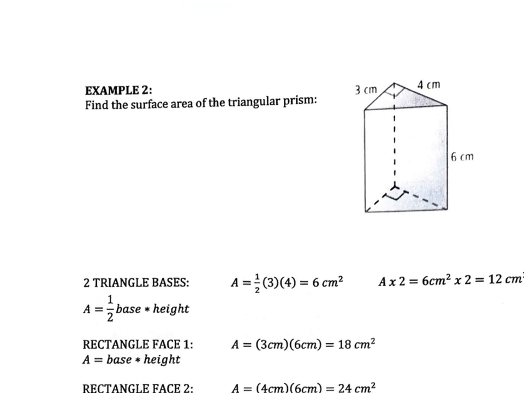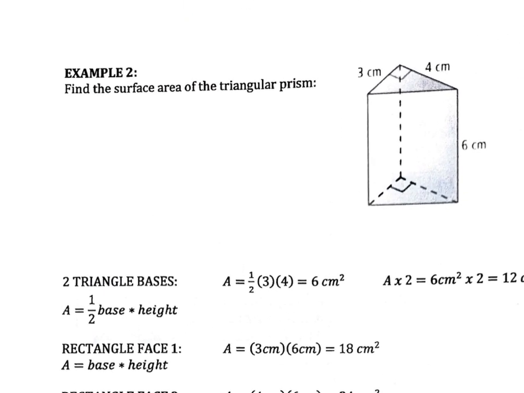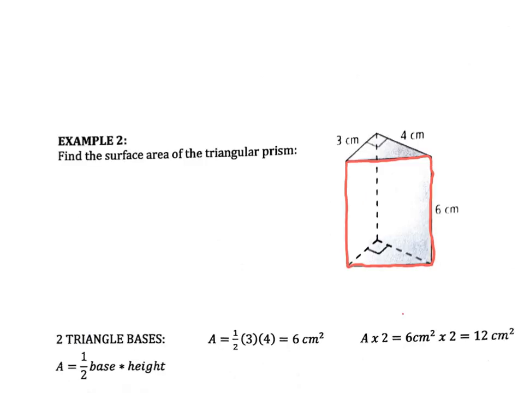Example 2. Finding the surface area is the same thing, but now we have some triangles involved. It's a triangular prism, meaning our top and bottom faces are triangles. For the sides, again, I like to start with the sides, but you can do whatever order you want. We still have rectangles as all of our sides, so we can still use the area of a rectangle to find those. For this one, the height of our rectangle is 6, but we don't know the base.